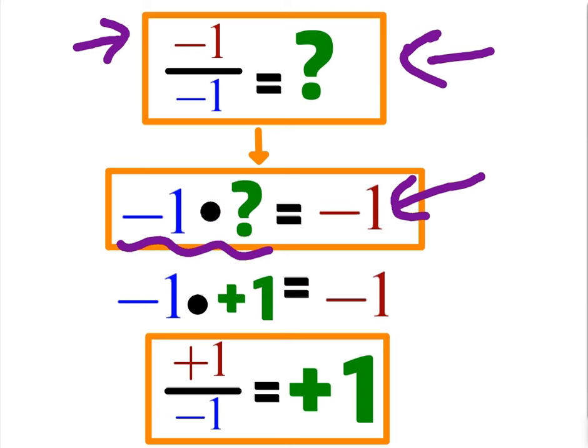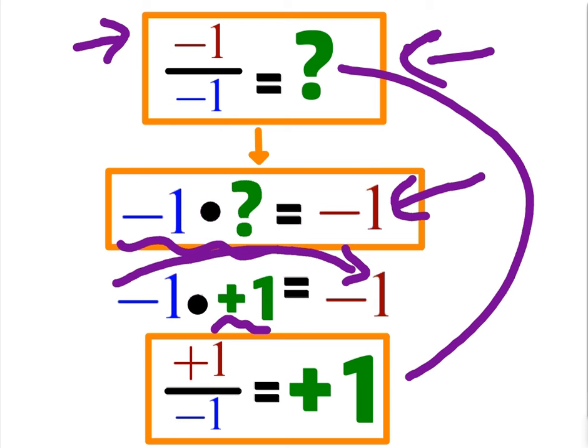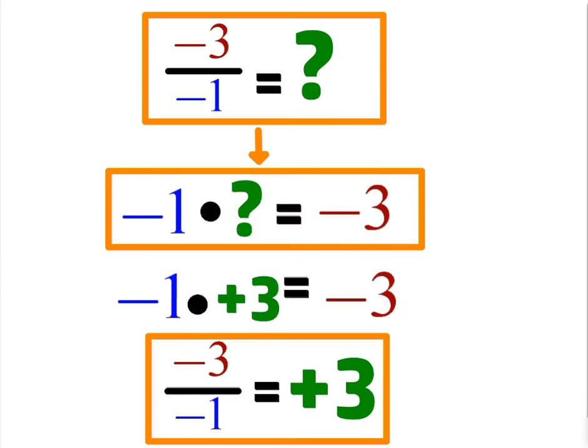This is real simple, right? It'd have to be positive 1, because if I started with negative 1 and ended up with negative 1, I must have multiplied by 1. So therefore, the answer to the original question is positive 1. So we've shown that negative 1 divided by negative 1 gives you positive 1 back. A negative divided by a negative is a positive.